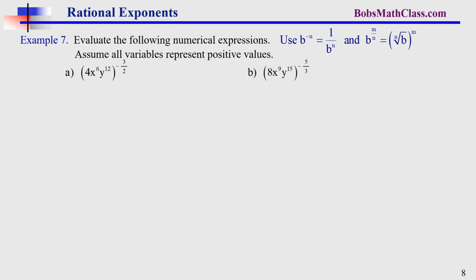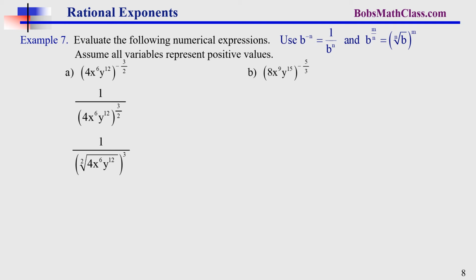Okay, these are going to be the same, just that we've added variables this time. So the first thing is, move the whole thing to the denominator, and the exponent changes to a positive. Now write the denominator in radical form. The 2 will be the index, the 3 will be outside the parentheses, and the 4x to the 6, y to the 12 will be the radicand. It will be inside the radical symbol.